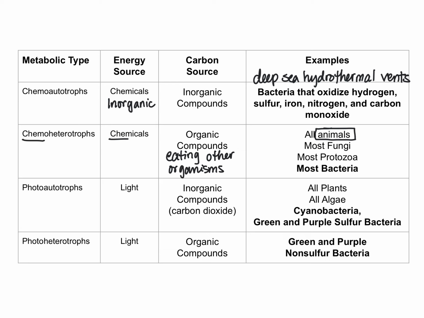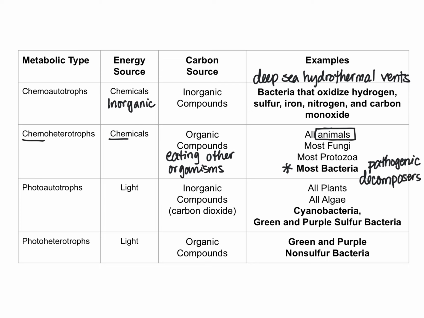We are able to extract energy from those compounds and also break down those compounds into their molecular and atomic structures to get those nutrients that way as well. Most fungi and most protozoa are also chemoheterotrophs, and most bacteria are chemoheterotrophs as well, especially pathogenic bacteria. These are bacteria that are feeding on an organic compound and making that organism sick in the process. Another example of chemoheterotrophic bacteria are the decomposers.